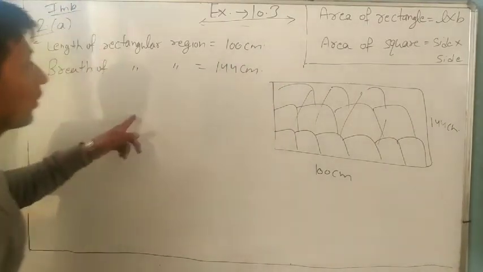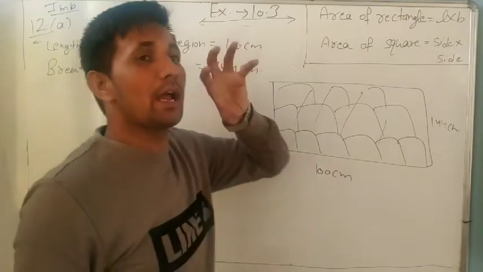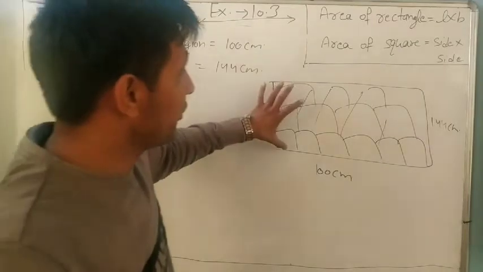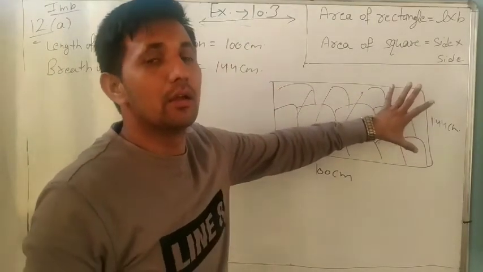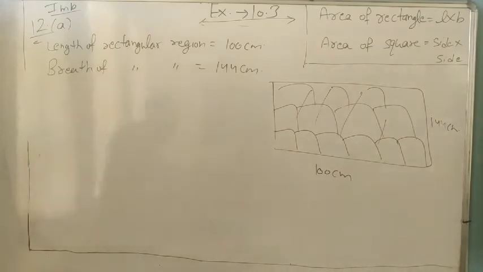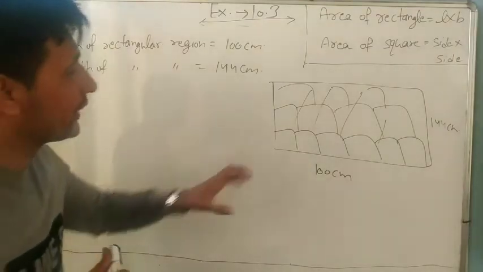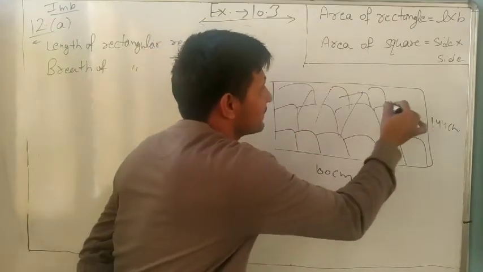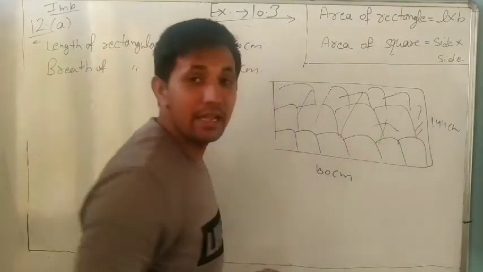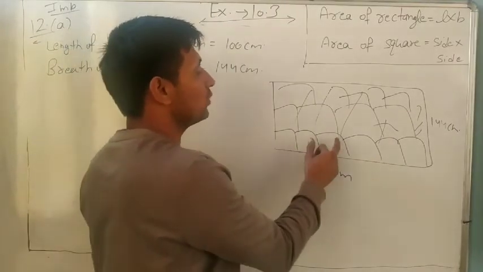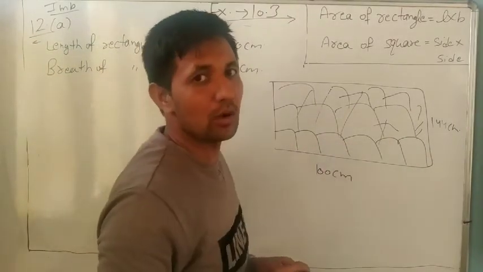Understand it? Now we want to use this floor for tiles. So how many tiles do we need to fit in a rectangular region? Where will we fit the tiles? In its region, meaning its area. We could count like this, 1, 2, 3, 4, but it is very difficult to count. So how will you find?